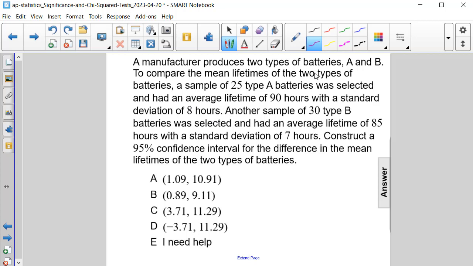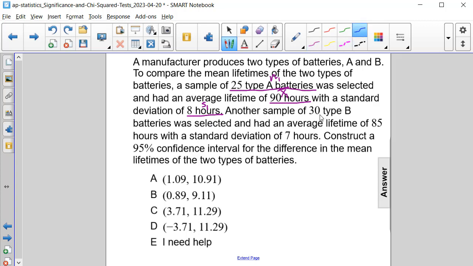So we have type A and type B batteries, and a sample of type A batteries was 25, so that's our N1. The average lifetime was 90 hours. That's our sample mean, or X sub 1 with a bar on top of it, with a standard deviation of 8 hours. So this is our S sub 1.